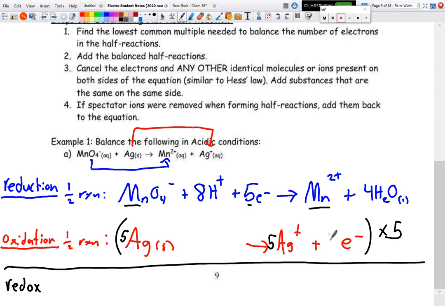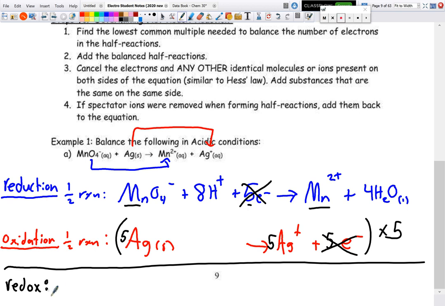Going to look like this, and we add them together. Now we do have to be careful, cancel out electrons and any other identical molecules, so very similar to Hess's law, if they show up on opposite sides. If they show up on the same side, we're going to add them together. So what we have right here, now we have 5 electrons on our product side, they're going to cancel out with our 5 electrons on our reactant side, and that should be our only thing that gets canceled out.